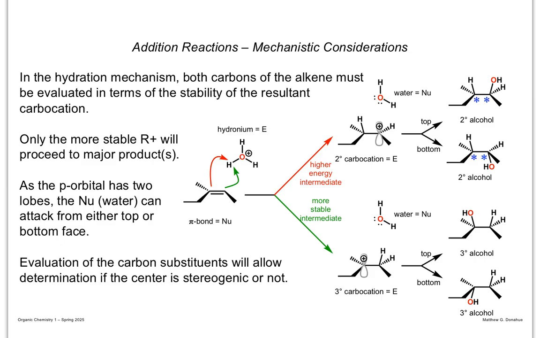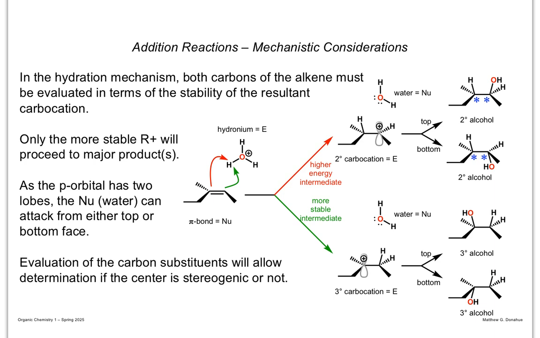This is a representation of what we just went through, so I'll laser over it. There's the pi bond. In the green route, that's the preferred pathway. The red route is the not preferred. The pi bond is abstracting a hydrogen from hydronium. So if you look at those two carbons, that's the carbon that has the most hydrogens. So that's the Markovnikov's rule. When that gets protonated, it generates the tertiary carbocation, which is more stable.